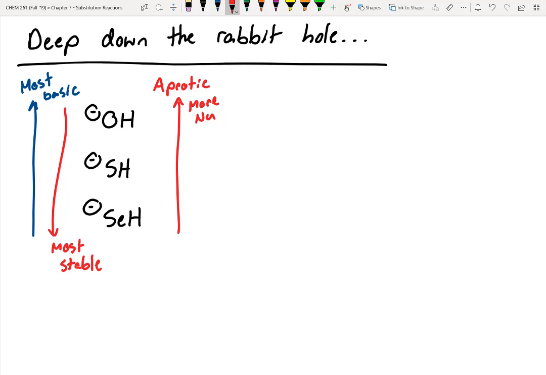All right, let's consider, though, our other solvent. What if we're in a polar protic solvent that can H bond? Do you think the same trend is going to be true? Let's think about this. Which one's going to H bond more tightly with the H bonding solvent? The oxygen or the selenium? Oxygen. Why? More electronegative. What else? Less stable.